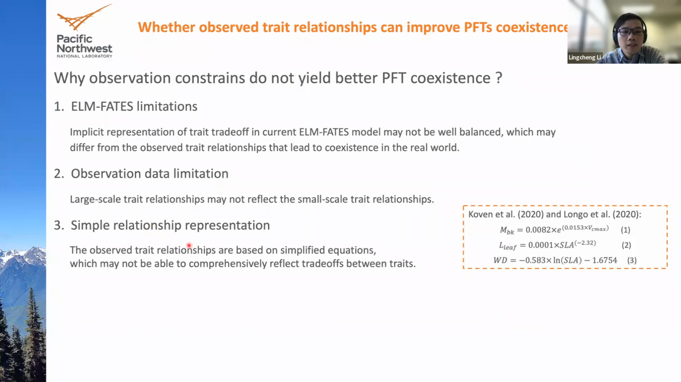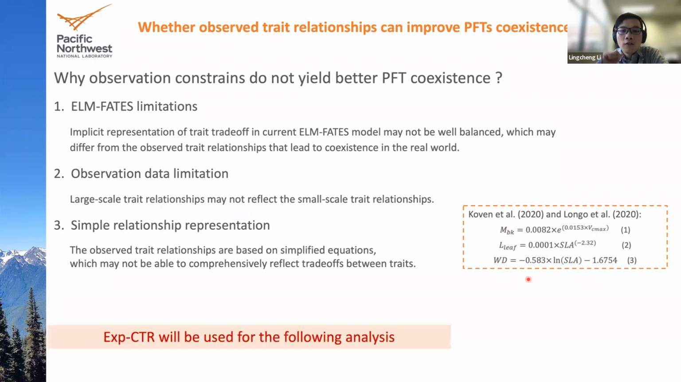The third reason is that the relationships we used between different traits are relatively simple. Even though they are nonlinear, they are still simple. So these simple relationships are still not perfect for constraining the modeling. So in our following analysis, we only use the control experiments, which means we don't use the observed trait relationship constraint experiments.